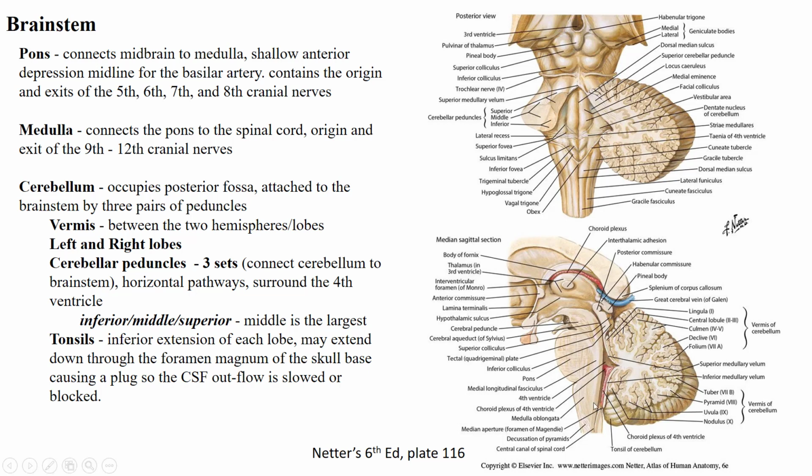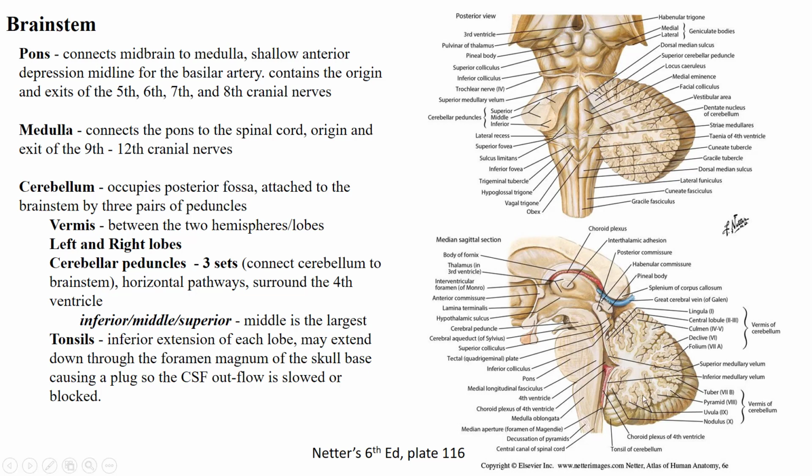The medulla is inferior to the pons and connects to the spinal cord. It has the origins of nerves 9 through 12, and it connects the pons to the spinal cord as well. And then we have the obex here, the opening into the spinal cord, the central canal.